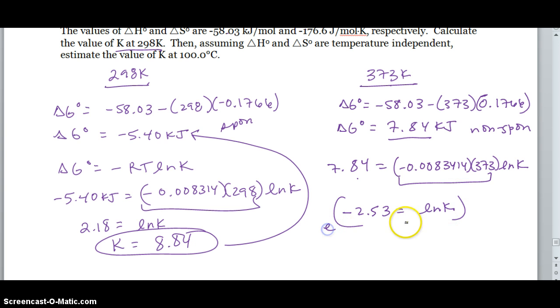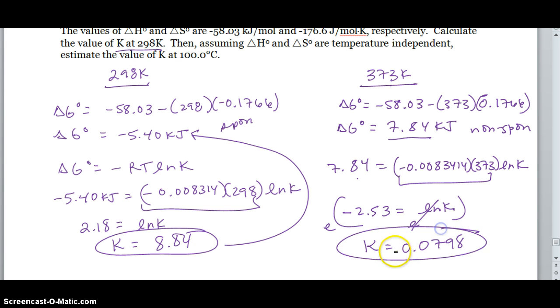Do base e to both sides, and we get K equals 0.0798. All right, so look, our K is less than 1, right? Reactants are favored, and this is our thermodynamic connection. It's a non-spontaneous reaction, so those two go together.